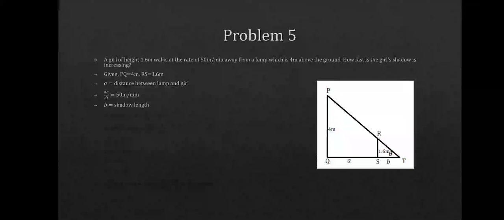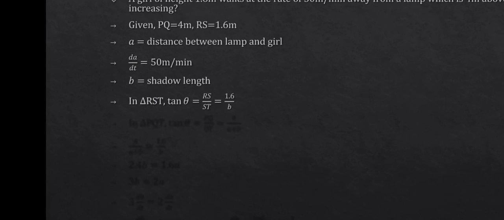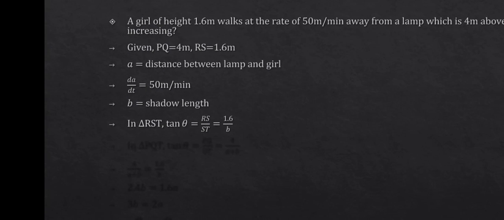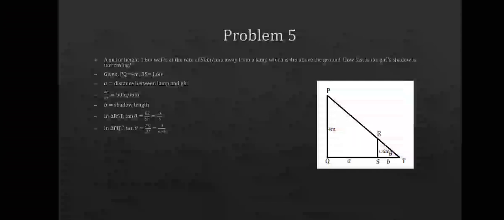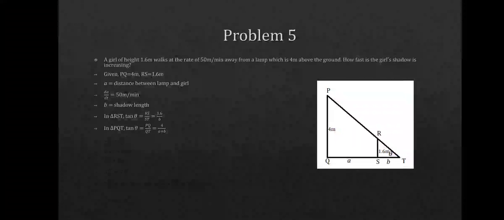Now let us consider some geometry here. In triangle RST, this small triangle, what is tan theta? Tan theta is perpendicular by base, that is RS by ST, which is 1.6 by b. If I zoom in a little bit, this is how it looks. Then in triangle PQT, the bigger triangle, tan theta is PQ by QT, that is 4 by (a plus b), the whole thing. Obviously the angle is the same, so tan theta is equal.